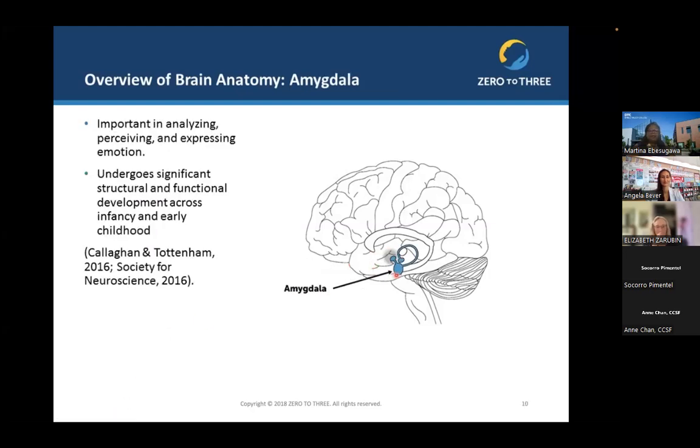The amygdala is this little corn-shaped item right here, and it's responsible for analyzing, perceiving, and expressing emotion. It undergoes significant structural and functional development across infancy and early childhood.